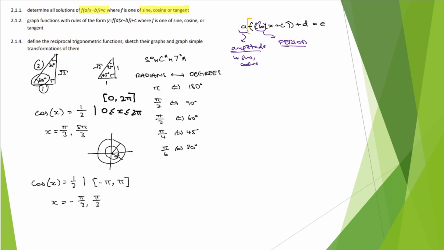Okay, just going to remove these brackets. Okay, period: how long a trigonometric function takes to repeat itself. For sine and cosine, that's 2 pi. And for tangent, that's pi.